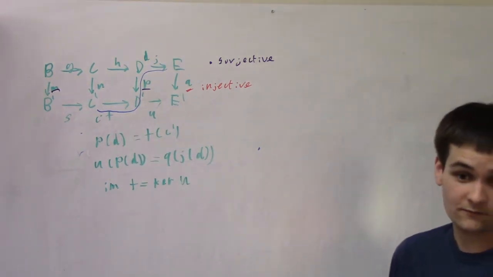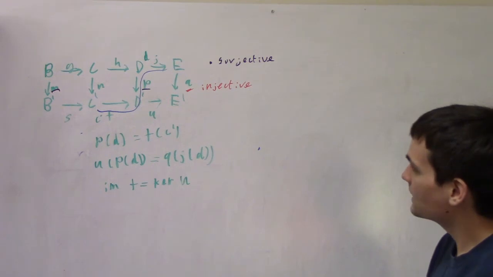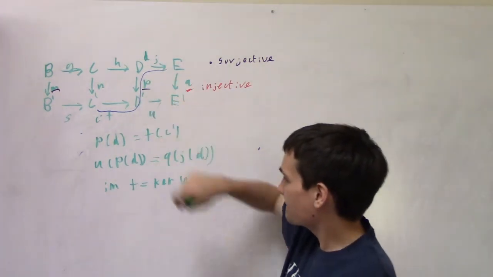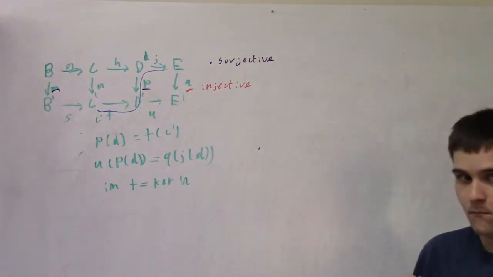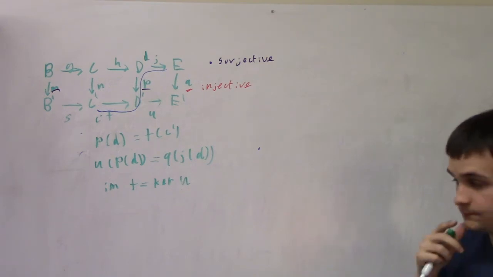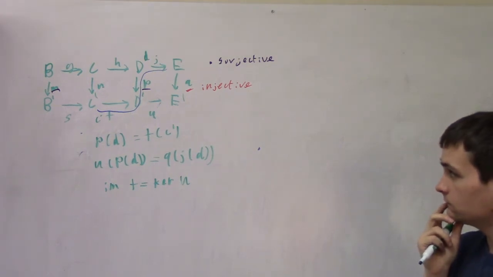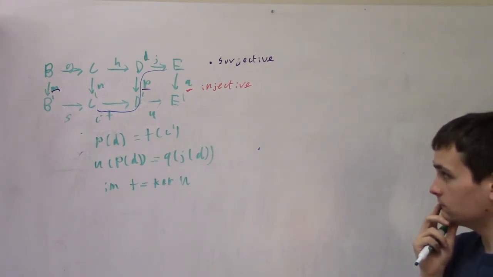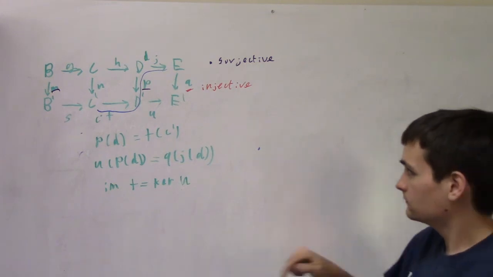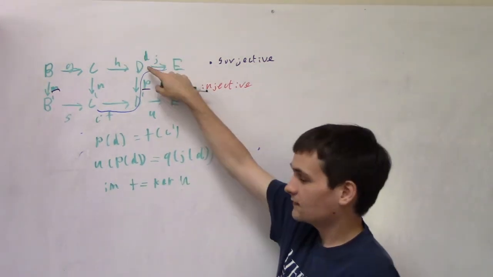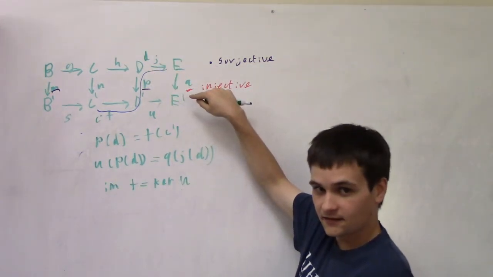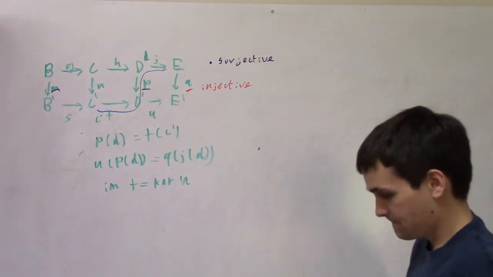So are you following now? Which part are you stuck on? I'm getting there. I'm just trying to figure out where P of D is. P of D is in D prime. And then you say U of P of D is equal to Q of J of D. I gotcha. Okay. Yeah, I'm with you.